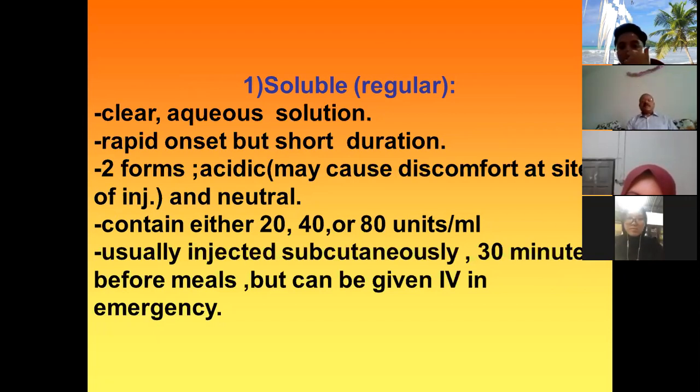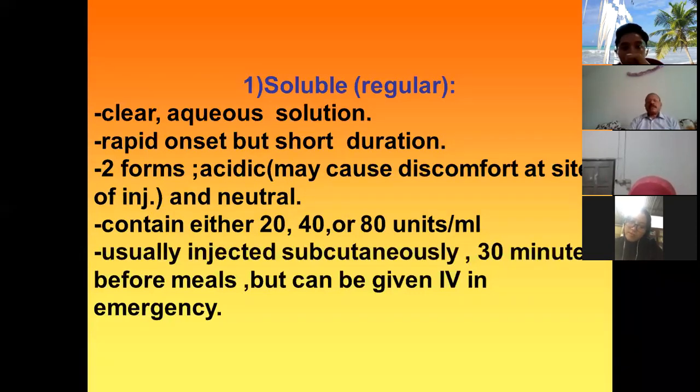This soluble insulin is clear aqueous solution. Rapid onset but short duration. We may have two forms for soluble insulin, acidic, and this may cause some discomfort at site of injection, and neutral. These are two forms of soluble insulin. The potency or the preparation dosage form, these different dosage forms may be in the form of 20, 40 or 80 units per ml. We may have a bottle containing 20, 40, or 80 units per ml.